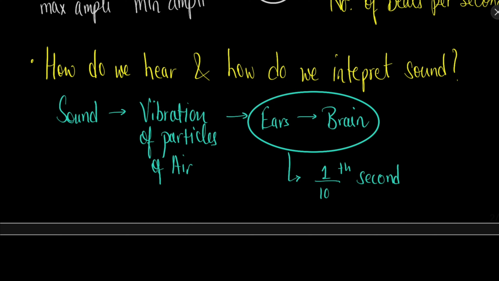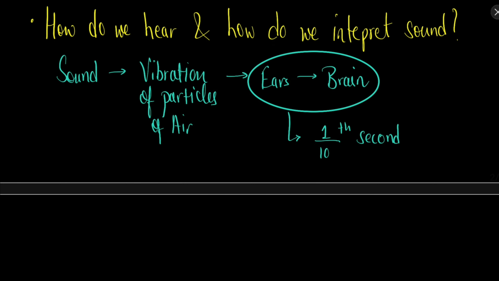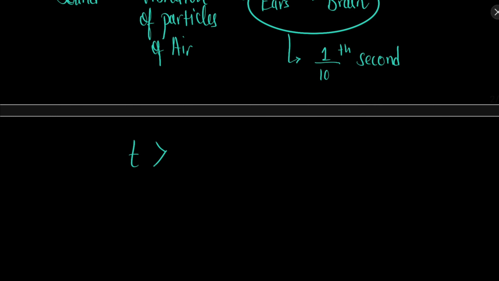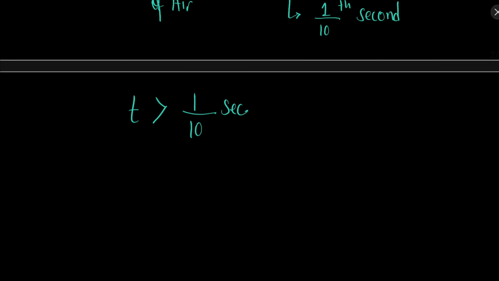So if we hear beats which are coming in a time less than 1/10 of a second, or 0.1 second, then our brain will not be able to interpret those beats as different beats, and we will not be able to properly hear the sound of beats like wow, wow, wow. So the beats will not be properly audible. To properly hear the beats, the time interval between two beats must be greater than 1/10 of a second, which in turn means that the frequency must be less than 10 hertz.